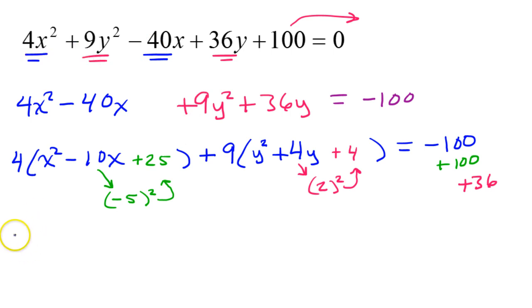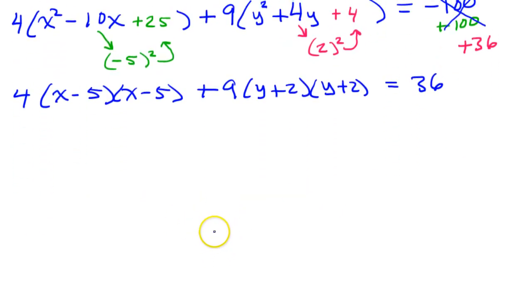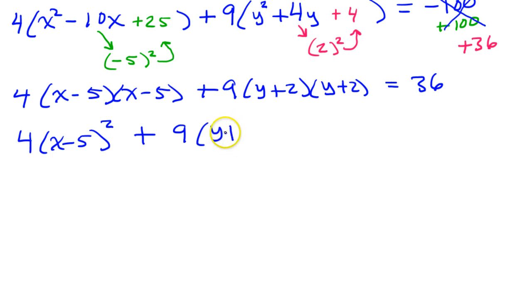So as I rewrite things, I've got this 4. This is going to always factor as the same thing twice. So this is going to factor as x minus 5 times x minus 5. And this is going to factor as y plus 2 times y plus 2. Now, of course, these 100s cancel each other out, and I just have 36. Okay, so now I can write x minus 5 squared plus 9 times y plus 2 squared is equal to 36.